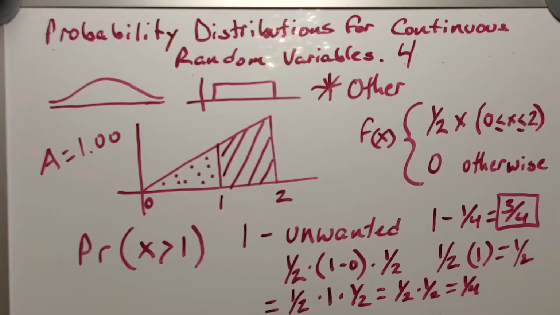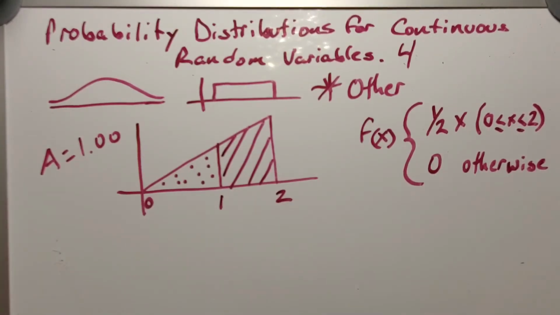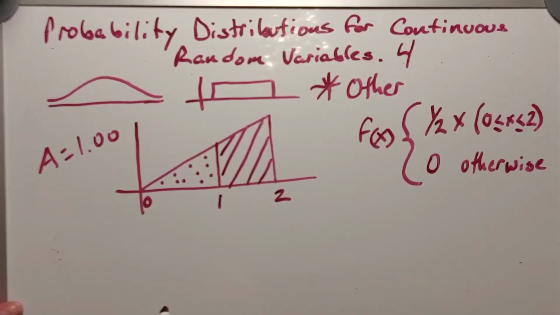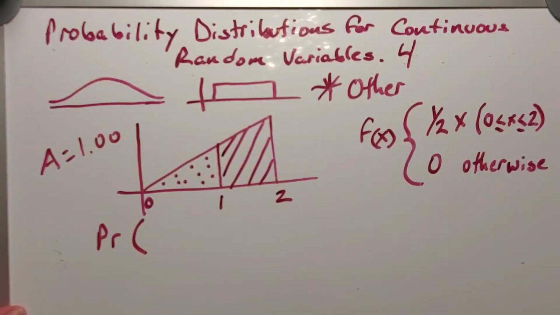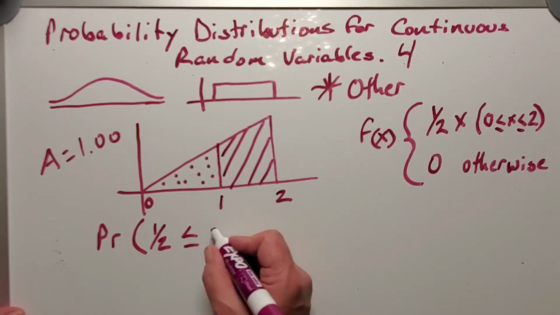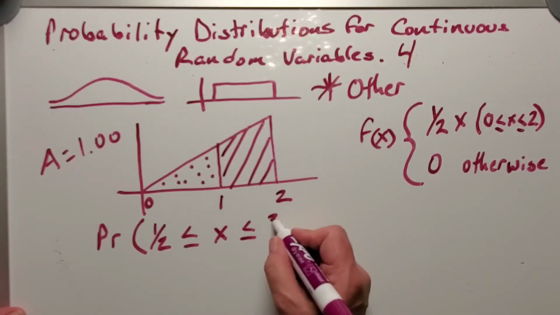Let's do another one. I'm going to set this up, I'm going to pause, I'm going to let you work it, and then I'll come back and I'll give you the answer. Here's the next one. It's a little bit harder, but I think you can do it. Let's get the probability of randomly selecting a score that would be between 1/2 and 3/2.